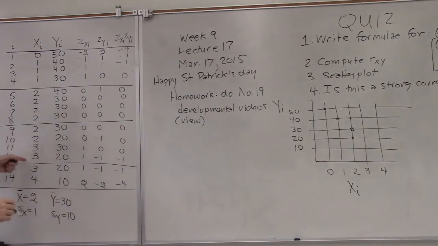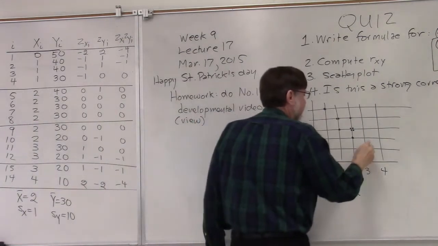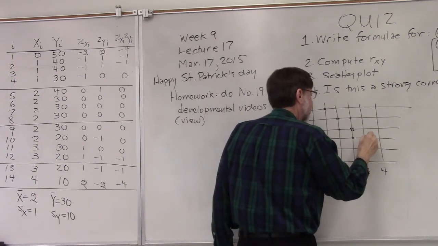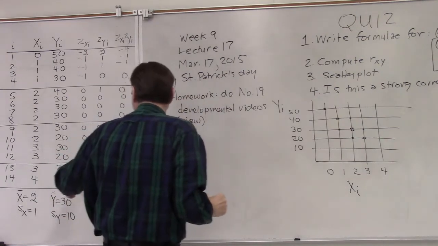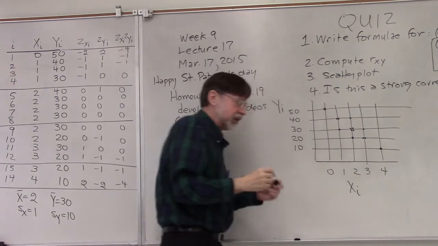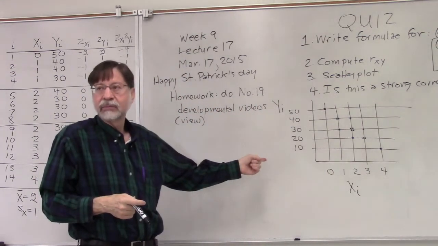Then with the 3s, we've got 2 20s and a 30. Corresponding to the 3, we've got 2 20s and a 30. And corresponding to the 4, we have a 10. Any question about how to draw the scatter plot? How many got the scatter plot here?